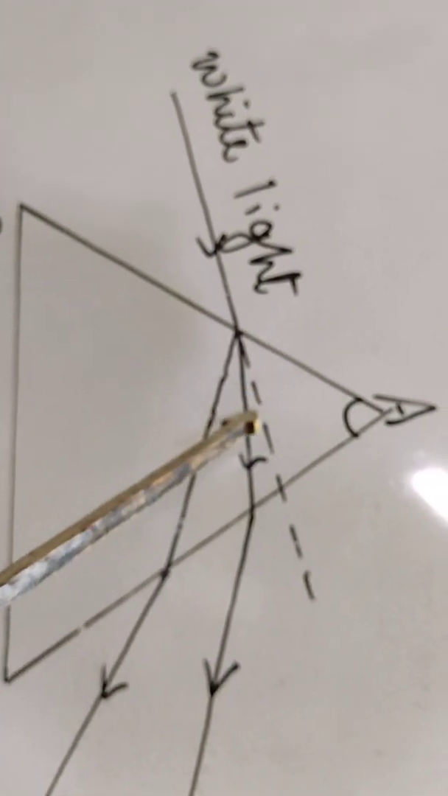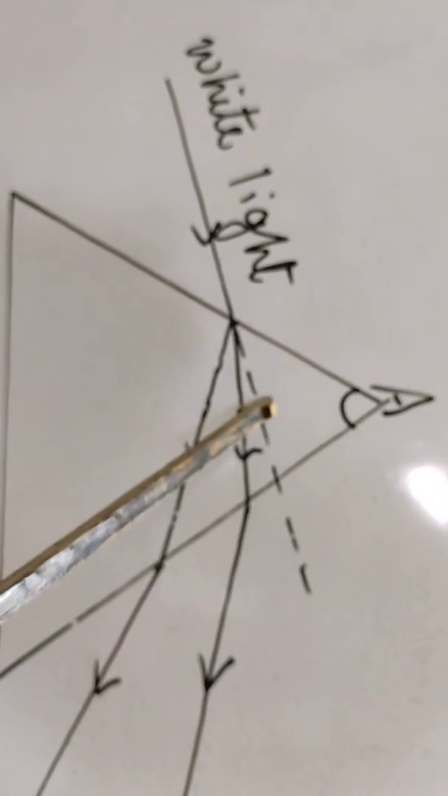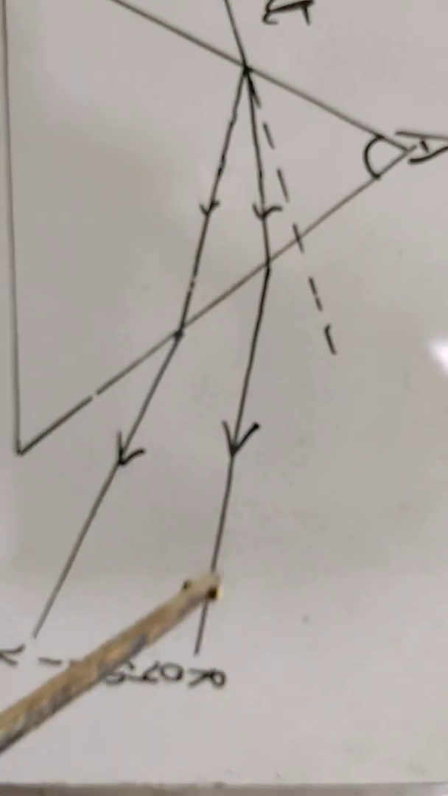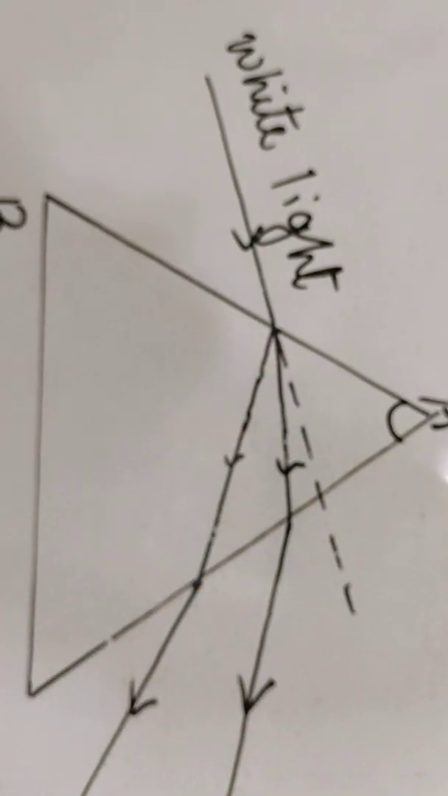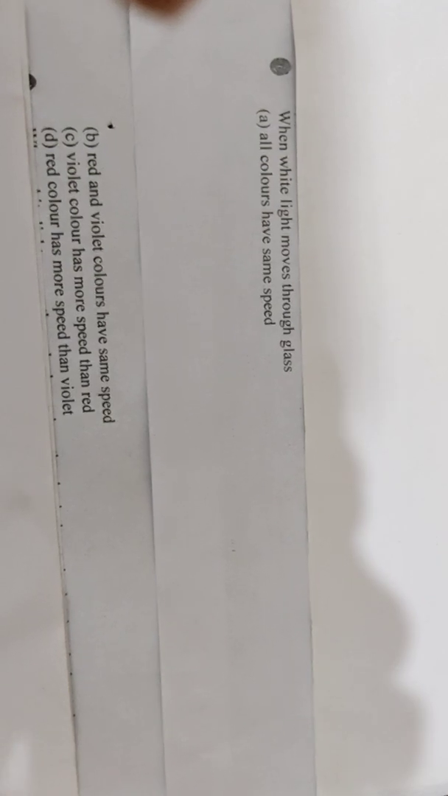Since minimum bending is there, so minimum change. Minimum change means minimum decrease in speed. So minimum decrease in speed means this red color has maximum speed in glass and violet has minimum speed. Hope it is clear. So here the correct option will be D. Red color has more speed than violet.